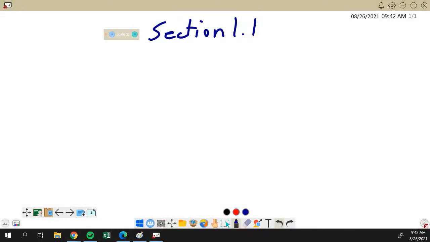Okay, we are starting out with section 1.1. This is in your assignment list. It's an objective. We will be doing objectives and assignments. We'll also be doing some worksheets and stuff.